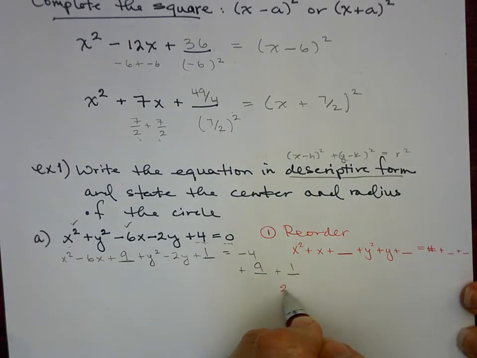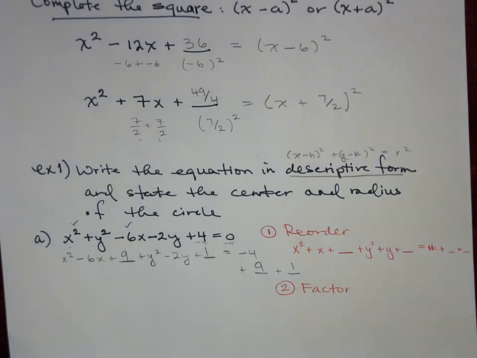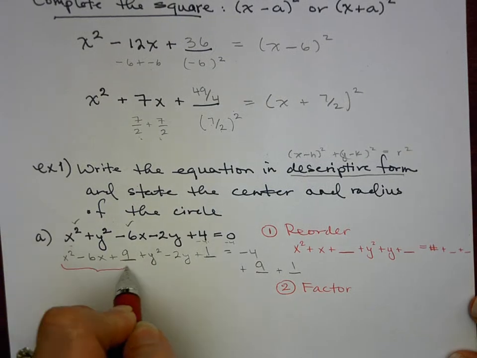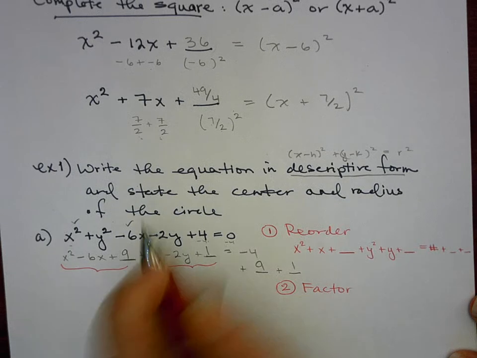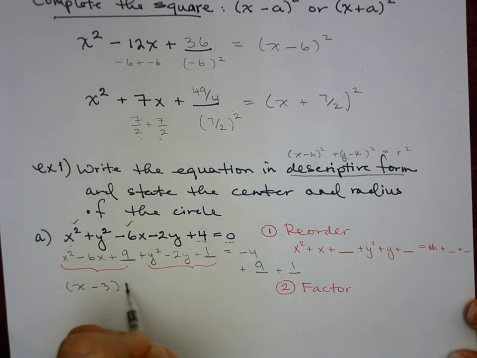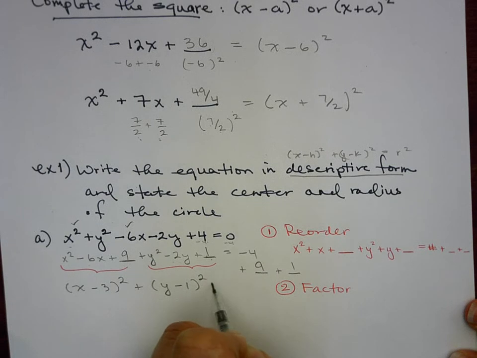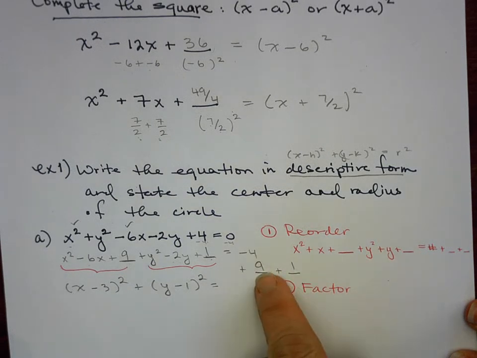So now I'm going to factor. So this is my first trinomial, should be a perfect square, and there's my second trinomial, should also be a perfect square. So two numbers that multiply to 9 and add up to negative 6 are negative 3 and negative 3, so I have the same thing twice. Two numbers that multiply to 1 and add to negative 2 are negative 1 and negative 1. And then I want to combine these numbers together. So 9 minus 4 is 5, plus 1 more is 6.